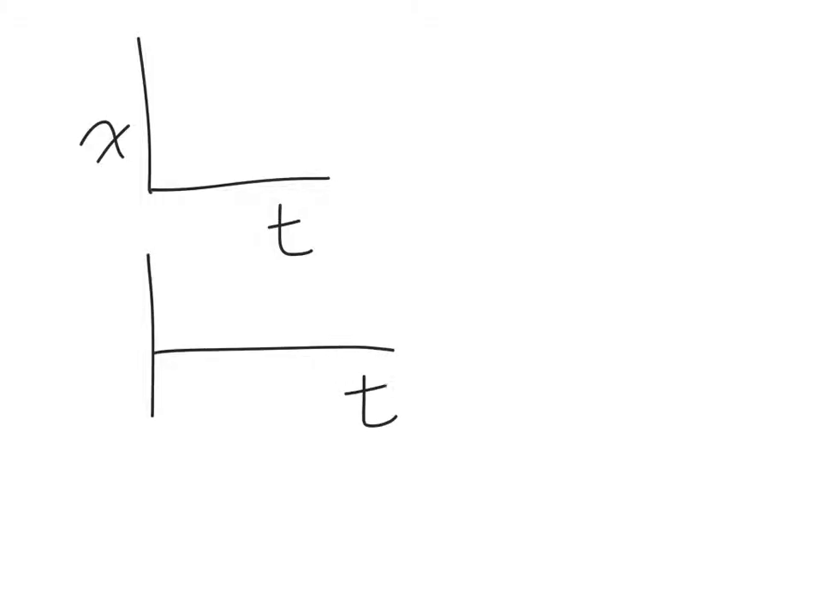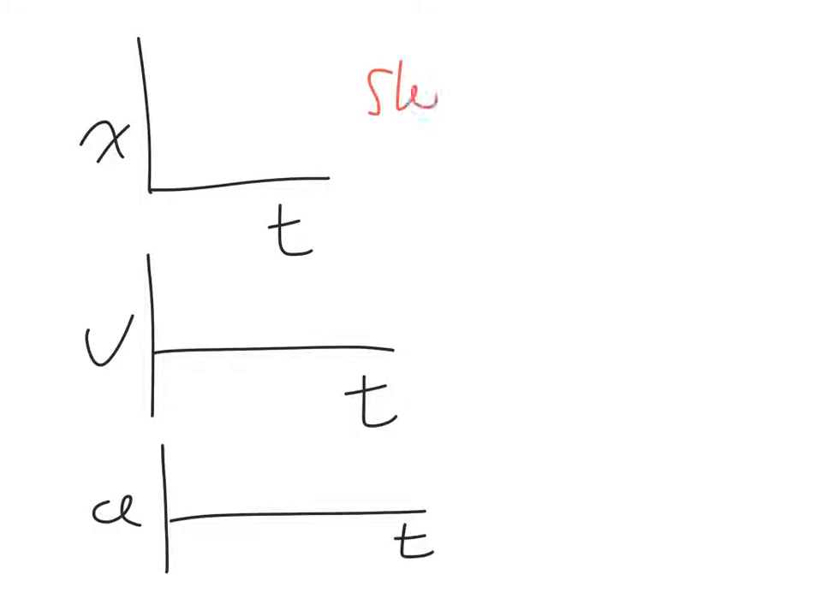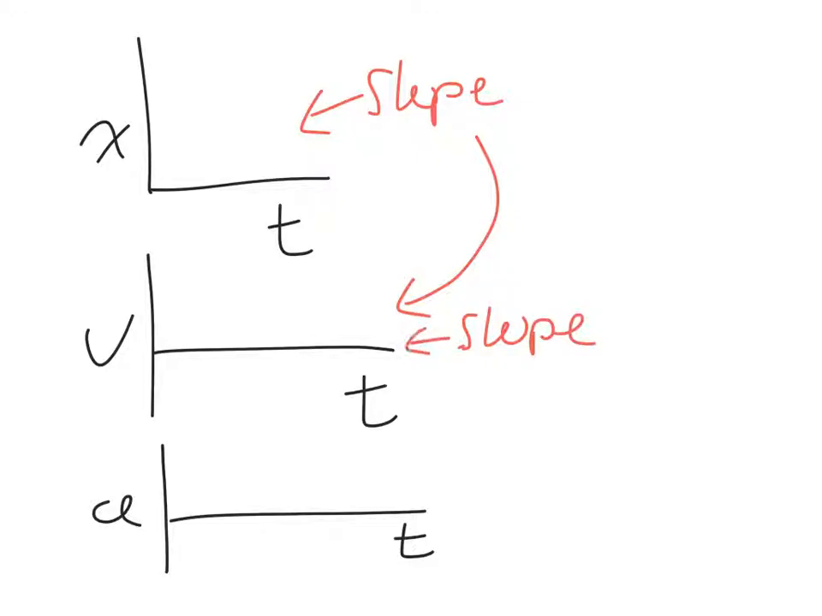So for your 3 main graphs, you have position versus time, velocity versus time, and acceleration versus time. The slope from this graph gives you velocity, and the slope from this graph gives you acceleration.